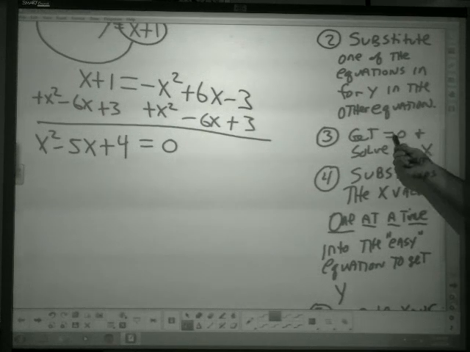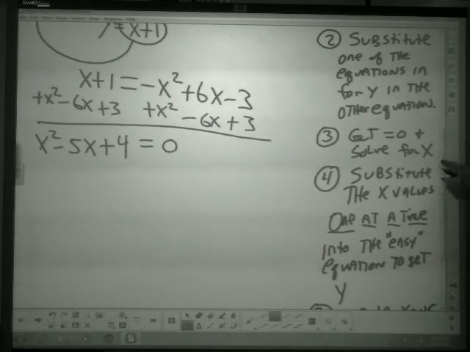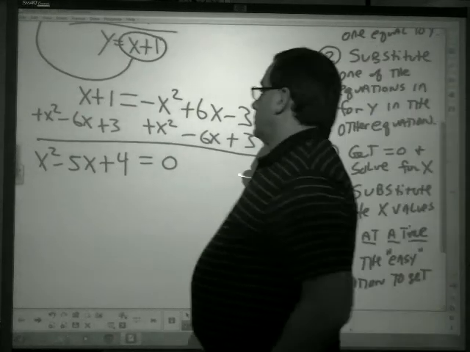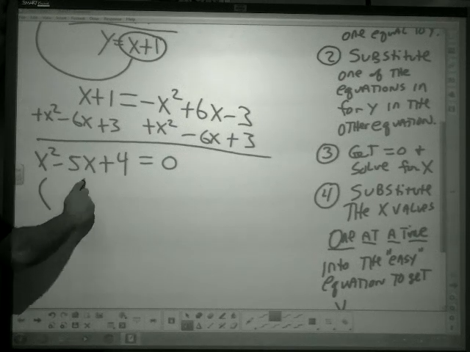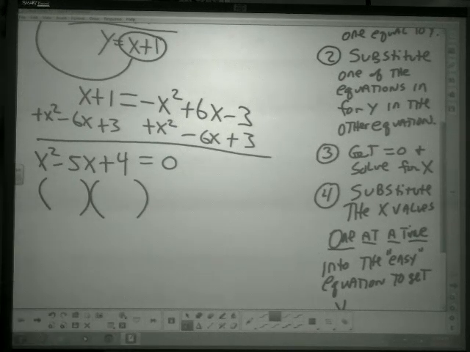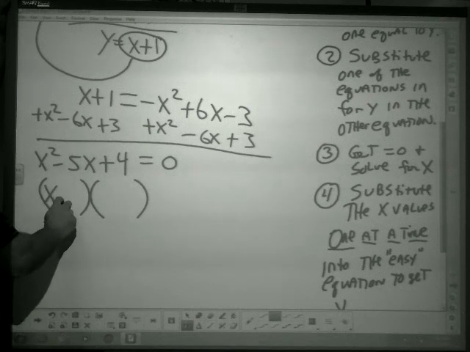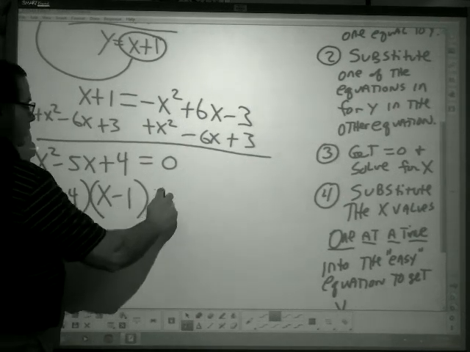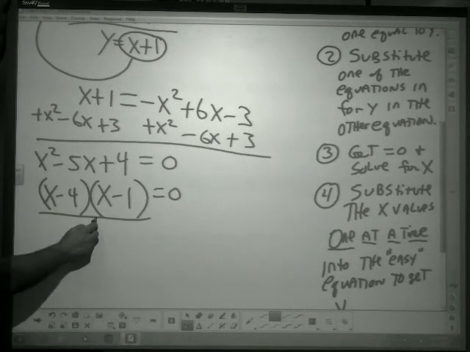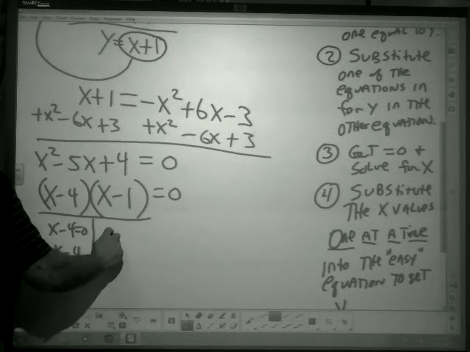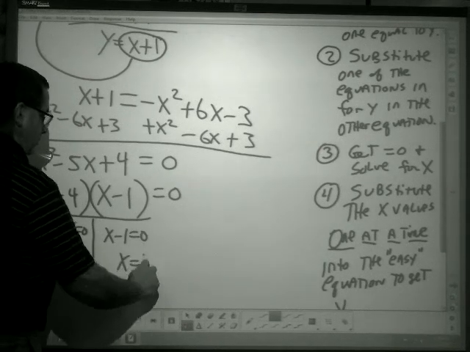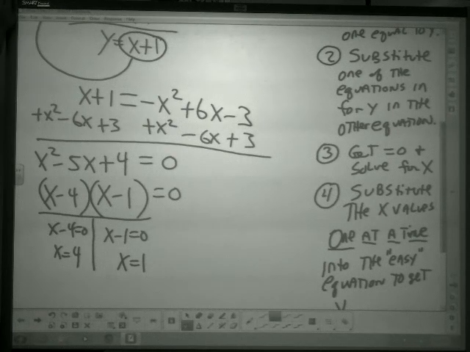Now, got it equal to 0, solve for x. So we're still on step 3, solving for x. Well, I know the factors of 4 that add to 5, I can factor this. So we're back to like chapter 1 or 2. So I'm going to go x minus 4, x minus 1, make a t. So x minus 4 equals 0, x equals 4. X minus 1 equals 0, x equals 1. I think you might have done some of this stuff in Algebra 1 as well, but just haven't done it in a while. So I have two x values.